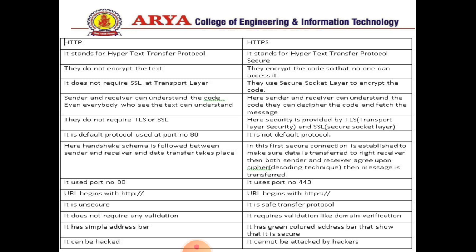When we use the simple HTTP protocol, the data transmitted can be understood by anyone, but in the case of secure HTTP, the data can be understood by the receiver only when it is able to decipher the data, and anyone else is not able to understand the data. By default, HTTP uses port number 80, and the secure version of HTTP uses port number 443.